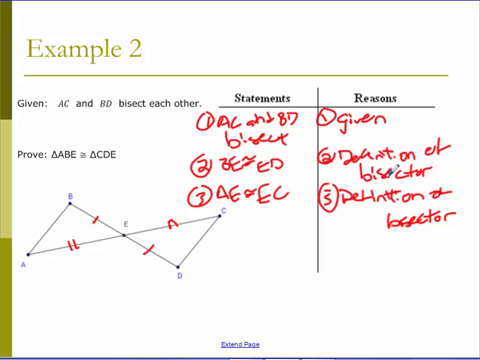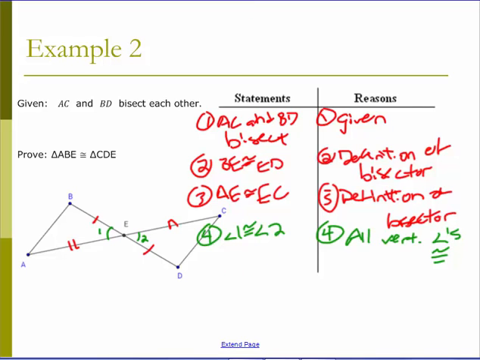Definition of bisector. Now I have 2 sets of sides, so I would either have to use side, side, side and use these 2 sides on the far left and far right, or I would have to use side, angle, side. And I'm actually going to use side, angle, side because these 2 angles, I'm going to number them 1 and 2 just to save some writing. I know 1 and 2 are actually congruent because they're vertical angles. All vertical angles are congruent.